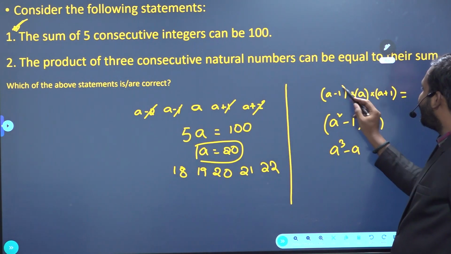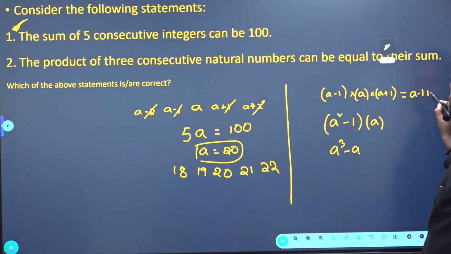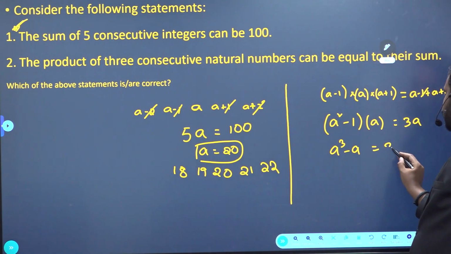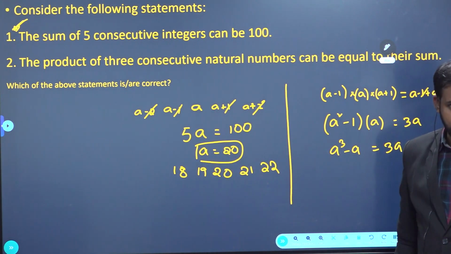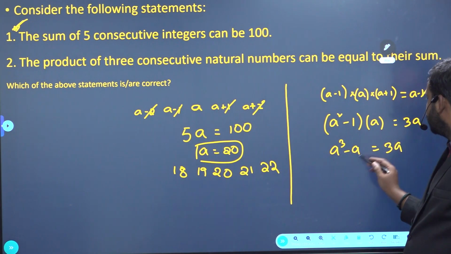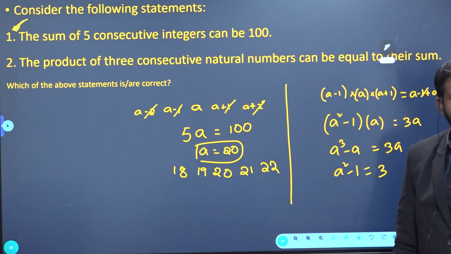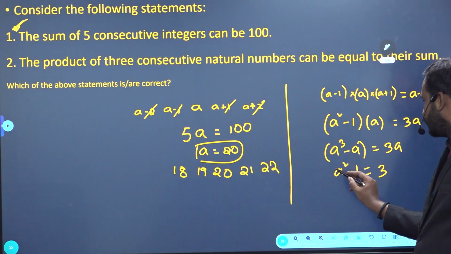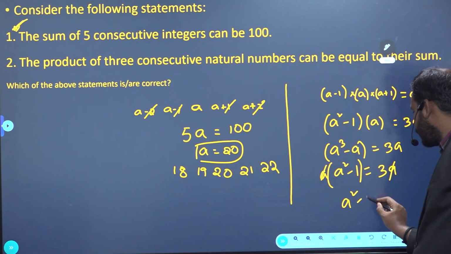What they are telling us is, the product of three consecutive integers should be equal to their sum. When I add all these things, plus a minus a will get cancelled, plus 1 minus 1 will get cancelled. What I will be left with here is 3a. Now, when I take a common here, it becomes a square minus 1 is equal to 3. Why? Because if I take a common, 3a, a will get cancelled. So a square minus 1 value will become 3.